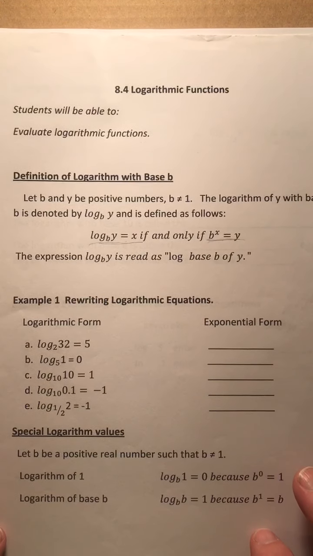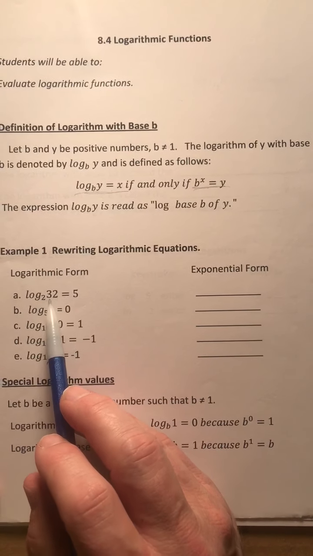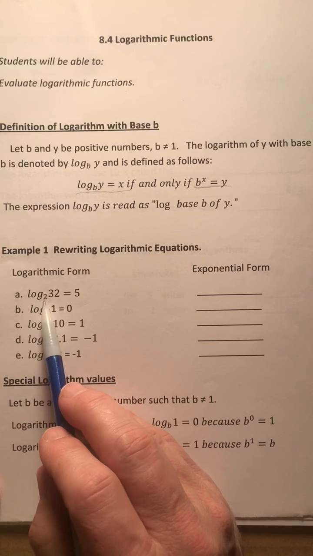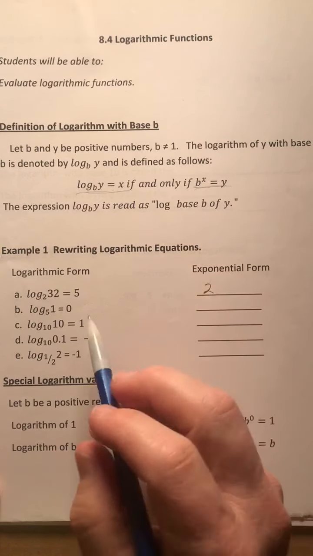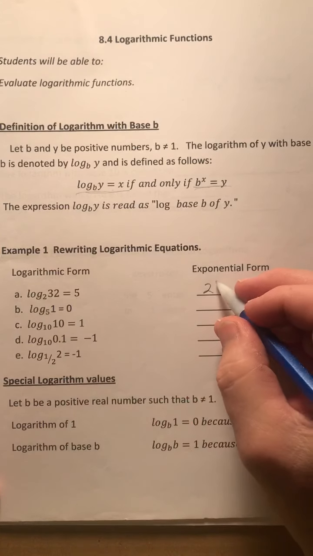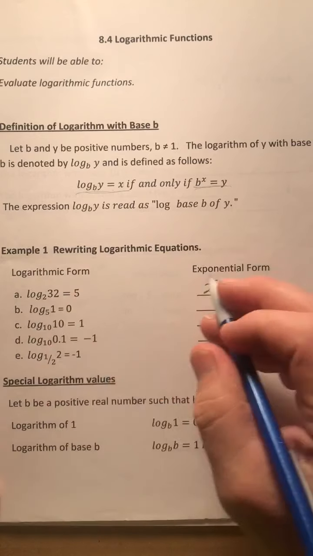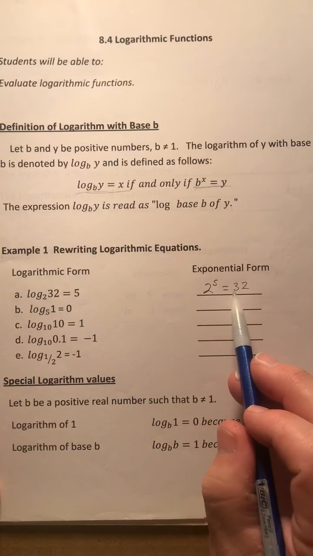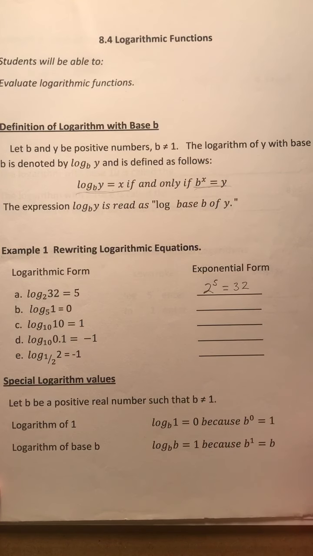All right, so let's see how this works. We've got log base 2 of 32 equals 5. So again, 2 is your base for your exponent. The 5 is your exponent, and it's equal to 32. Now this statement has to be true. So 2 to the 5th power has to be equal to 32, and it is.